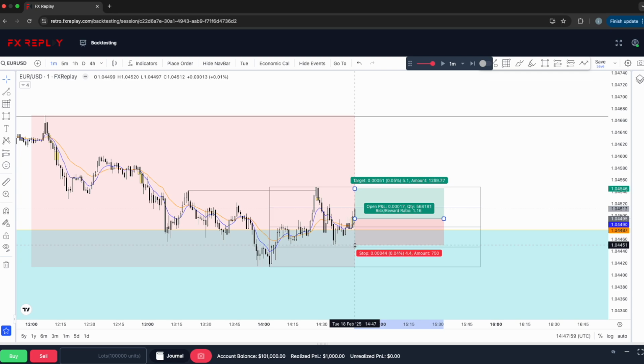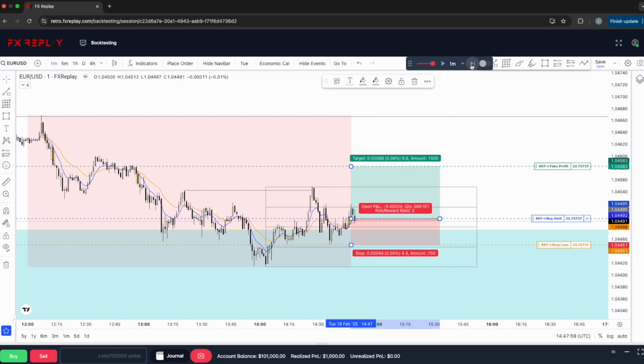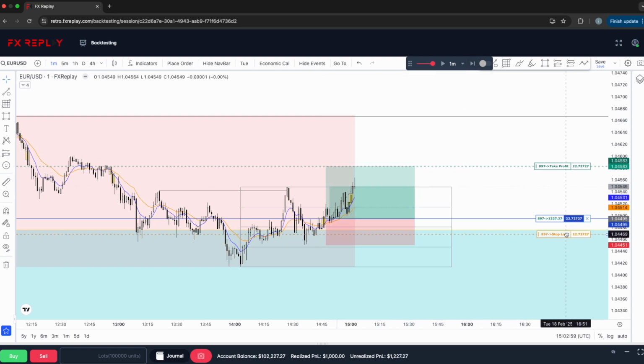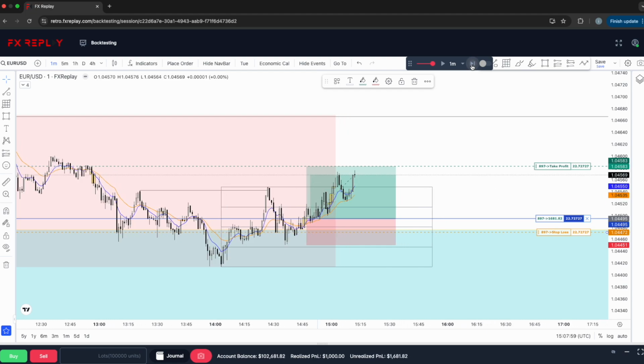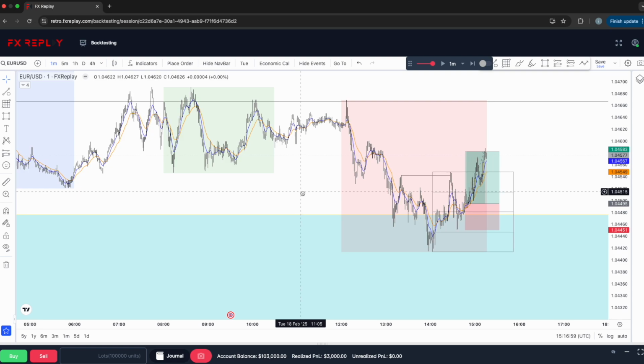I would enter on there, stop loss 4.4, and 2R, place order, risk, and then let it play out. Obviously it's just already hit 1R, so I reduce my stop loss to 0.5% and kind of go from there. 2R, bam. So what do I take from this?